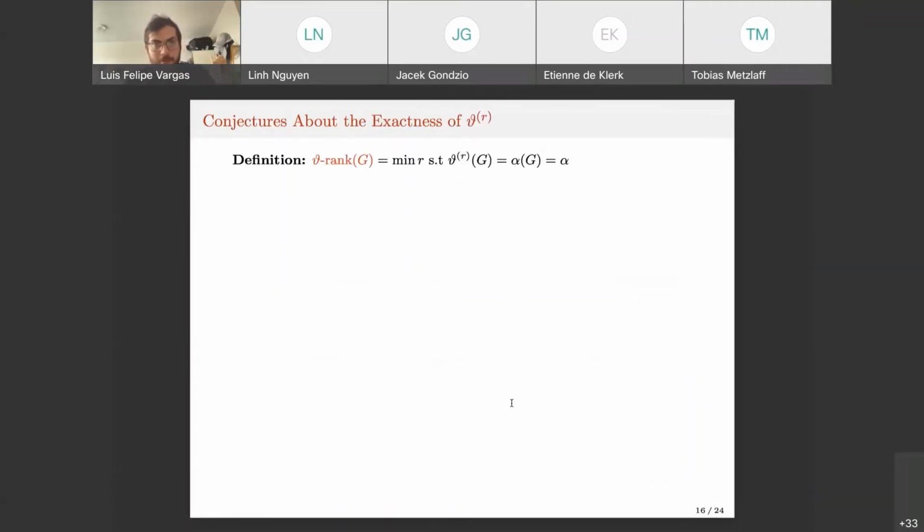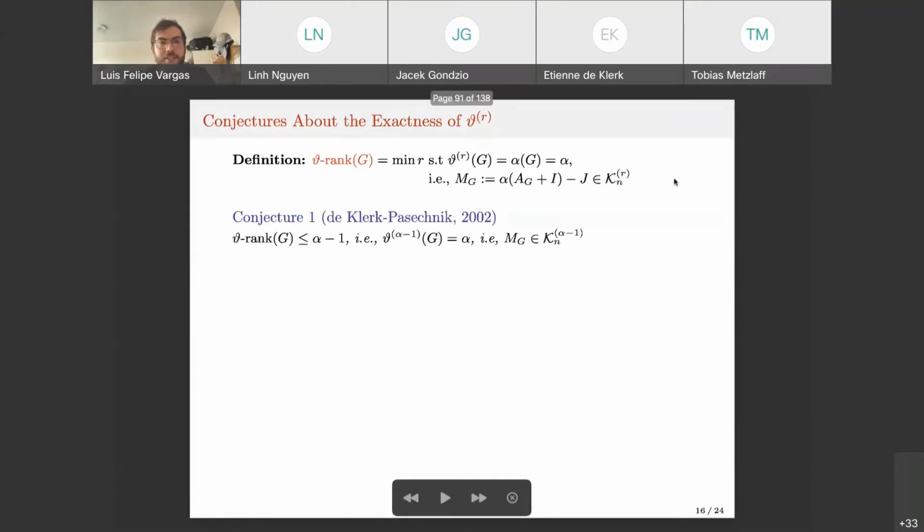Then De Klerk and Pasechnik proposed a conjecture about the hierarchy. Let me define the theta rank of G as the minimum r such that theta r of G is equal to alpha of G. So it's the minimum number of steps that the hierarchy needs to find alpha exactly. In other words, it is the minimum r such that the associated matrix M_G, which is alpha times A_G plus I minus J, belongs to the cone K_r. The first conjecture by De Klerk and Pasechnik is that this theta rank is less than or equal to alpha minus 1, so that theta alpha minus 1 of G is equal to alpha. In other words, the matrix M_G belongs to the cone K_{alpha minus 1}.